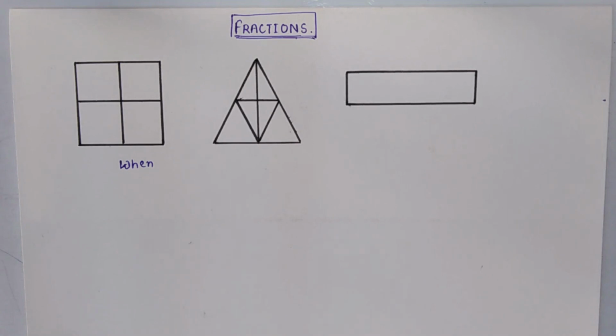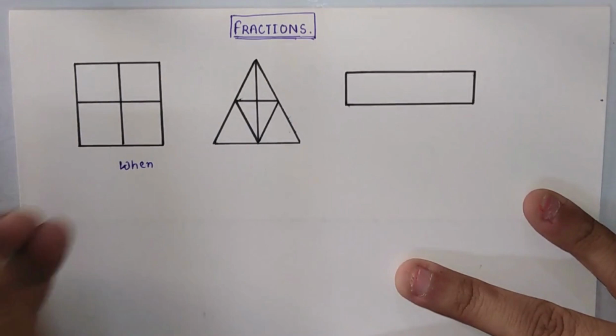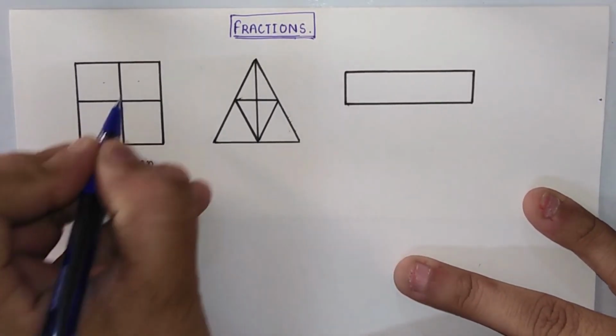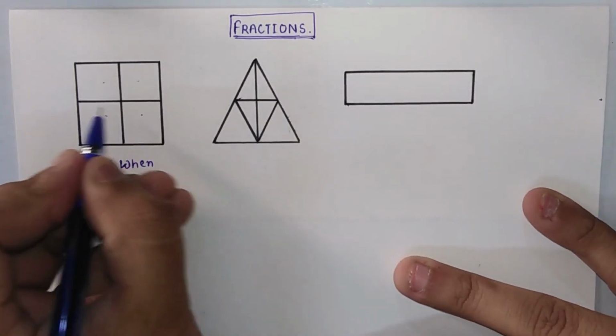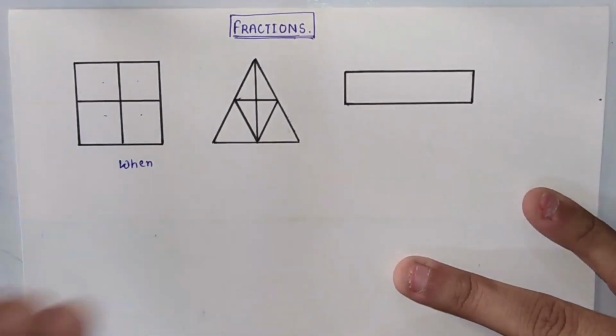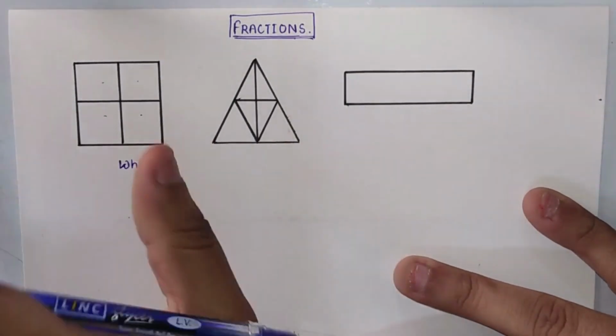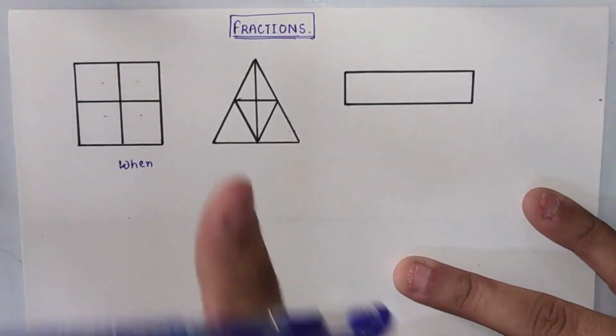For example, we have a square, and we have divided it into 4 equal parts. Now each of these equal parts is a fraction of the whole. Right now we have not shaded anything. We are just telling you that each equal part is a fraction of the whole.